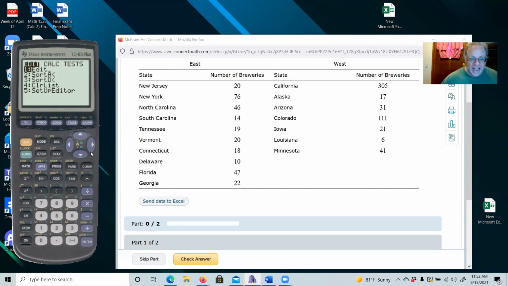So we're going to go to stat, go to calc, and do one variable statistics. Don't type in both lists. We're just going to do one at a time. If I type both in, that means something a little bit different.